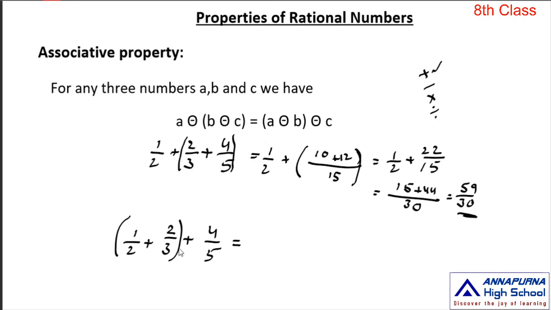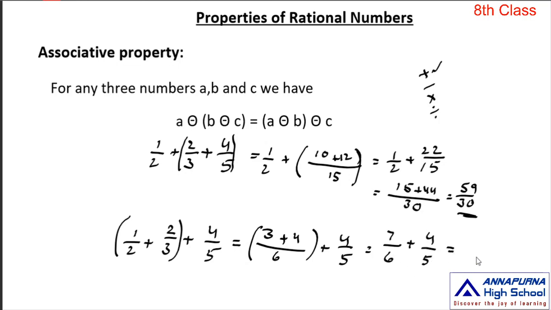These two rational numbers are present inside the bracket, so here I am doing 1/2 plus 2/3. Here the LCM is 6 and the numerator is 3 plus 4, plus 4/5. It is equal to 7/6 plus 4/5. Now add the third one to the result. LCM is 30 and the numerator is 35 plus 24. So it is equal to 59/30.